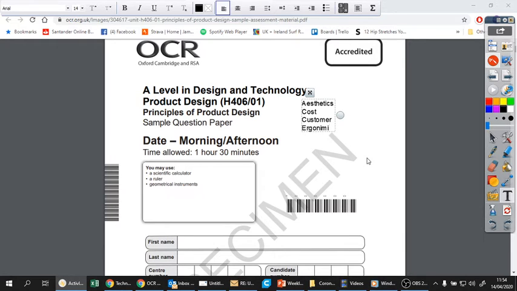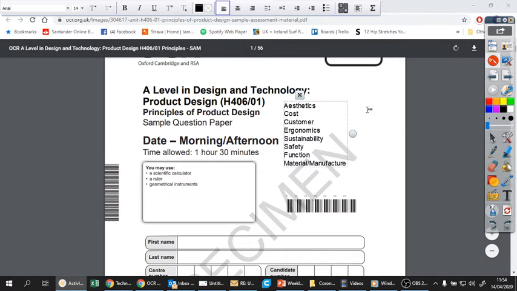Ergonomics. Sustainability, safety, function, and materials. Materials is based into the M's: materials, manufacture, and maintenance. Maintenance, I don't really like that one. So you're going to write that first thing on your paper. Same thing you should have done in GCSE.